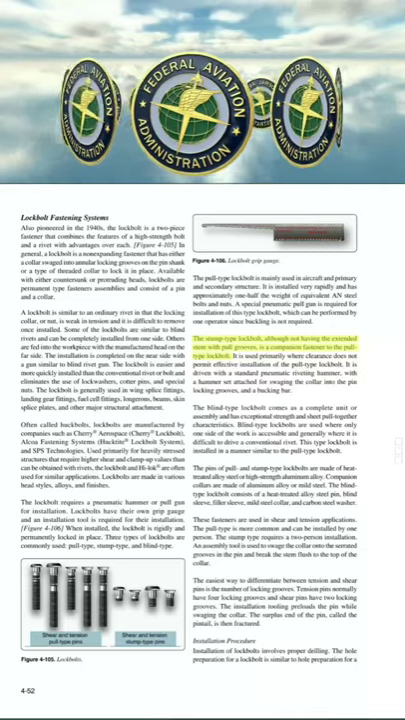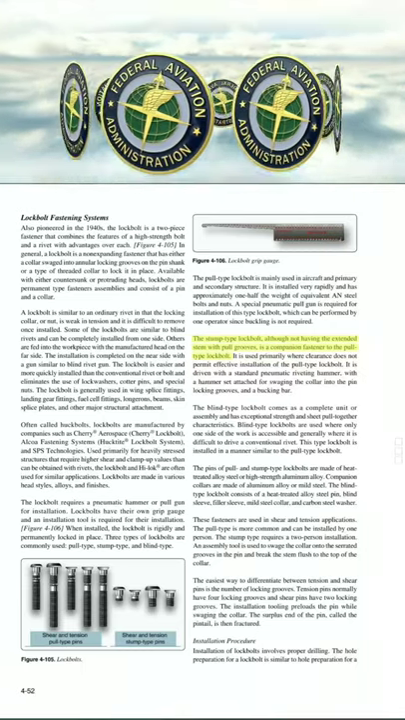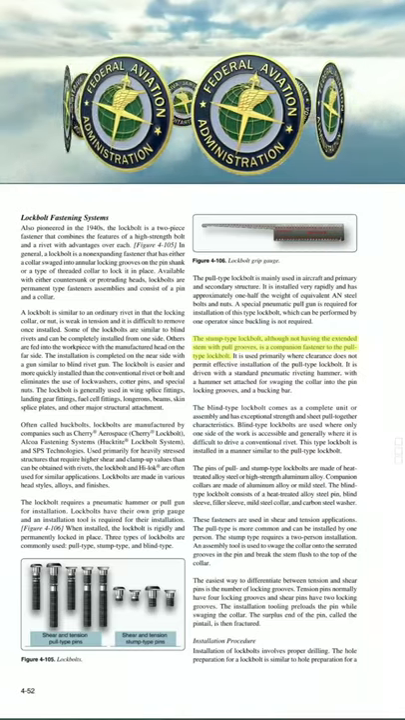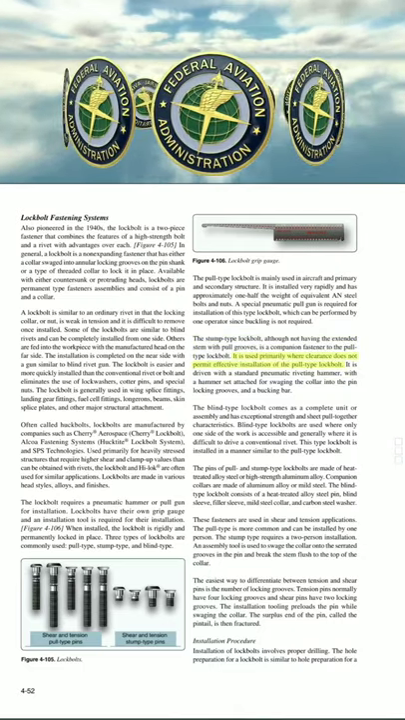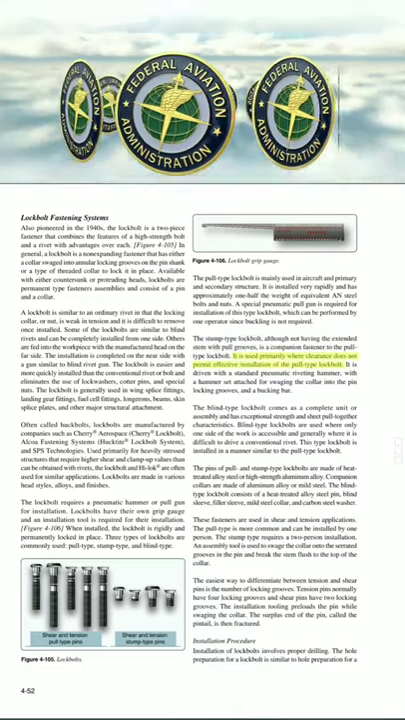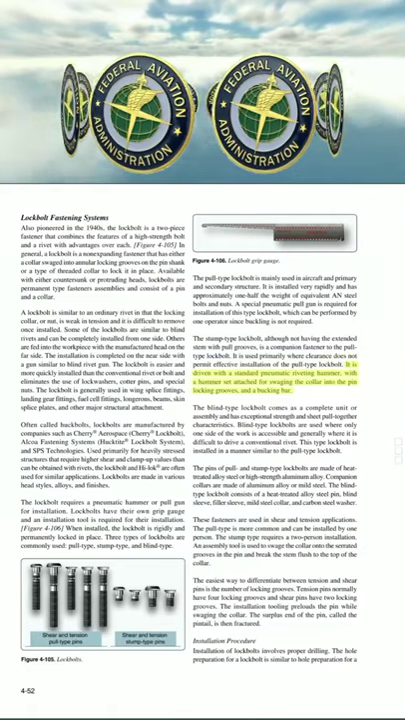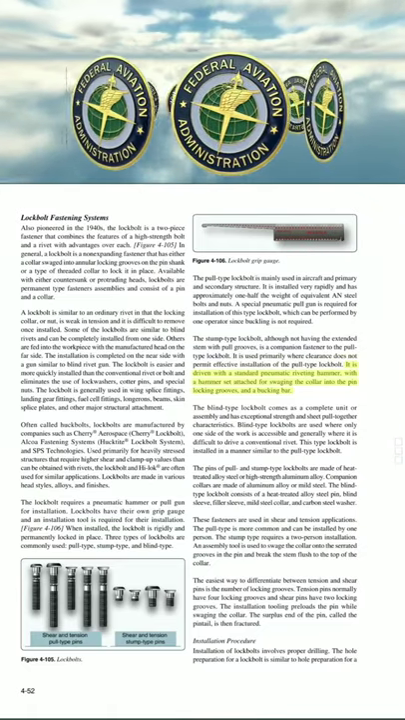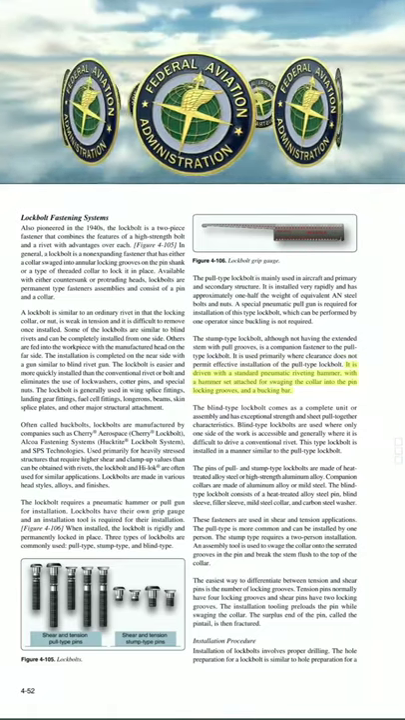The stump type lock bolt, although not having the extended stem with pull grooves, is a companion fastener to the pull type lock bolt. It is used primarily where clearance does not permit effective installation of the pull type lock bolt. It is driven with a standard pneumatic riveting hammer, with a hammer set attached for swaging the collar into the pin locking grooves, and a bucking bar.